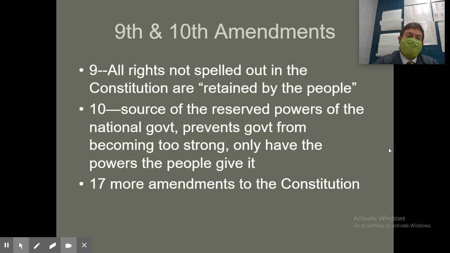Ninth and 10th Amendments. The Ninth Amendment, all rights not spelled out in the Constitution are retained by the people. The 10th Amendment, the source of the reserved powers, prevents the national government from becoming too strong. It only has the powers the people give to it. Okay, there are 17 more amendments that got added to the Constitution, and we've already talked about them, but we will continue to talk about them in more depth as we go through the class.